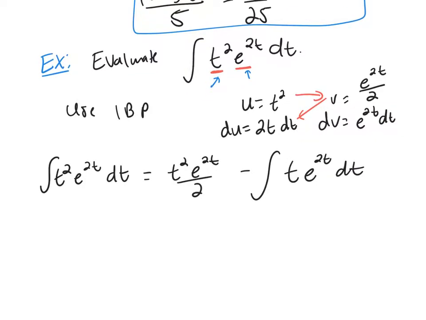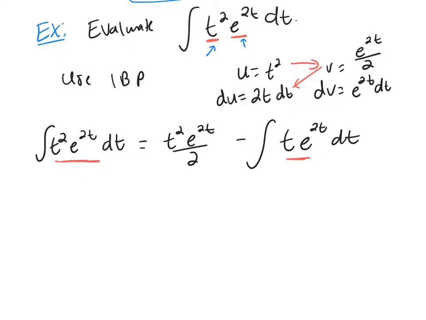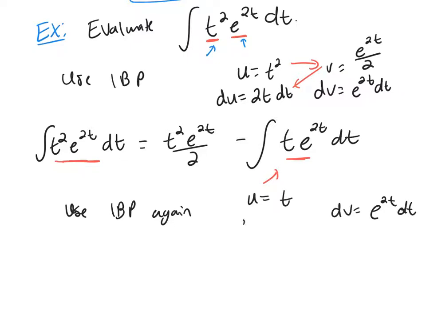And so now here's where you should stop and compare. What did I start with? And what do I have now? What's changed? The power of t went down by 1. So we're going to do integration by parts again. For this integral right here, we're going to put the e in the same spot we did before. So t will go there, and the derivative of t is 1, e to the 2t over 2.